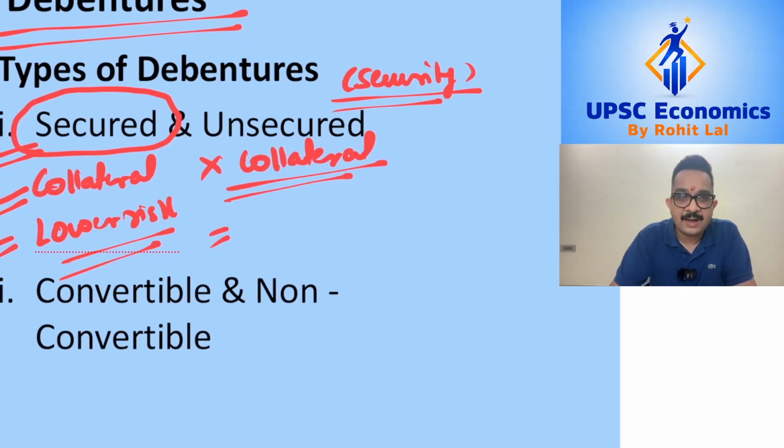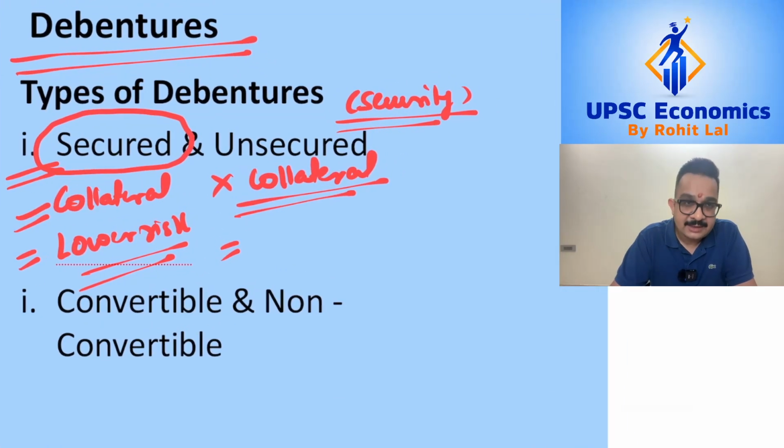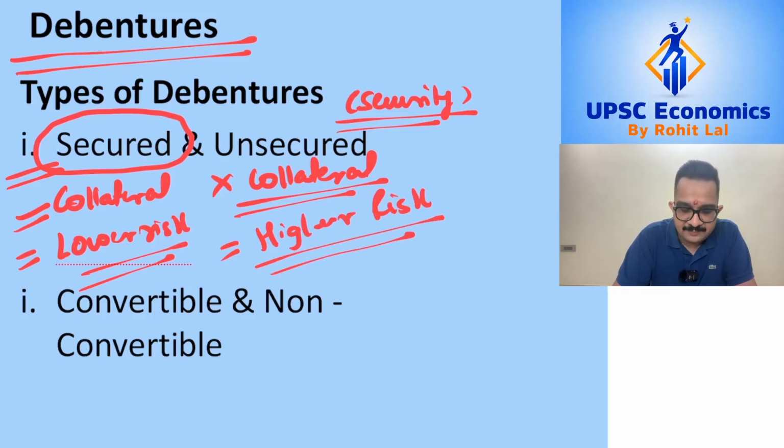So thereby unsecured debentures tend to have a higher risk. There is a higher risk that the money which is being lent may get lost if the company fails to make the payments, because there is no asset which is backing that money which is being lent.